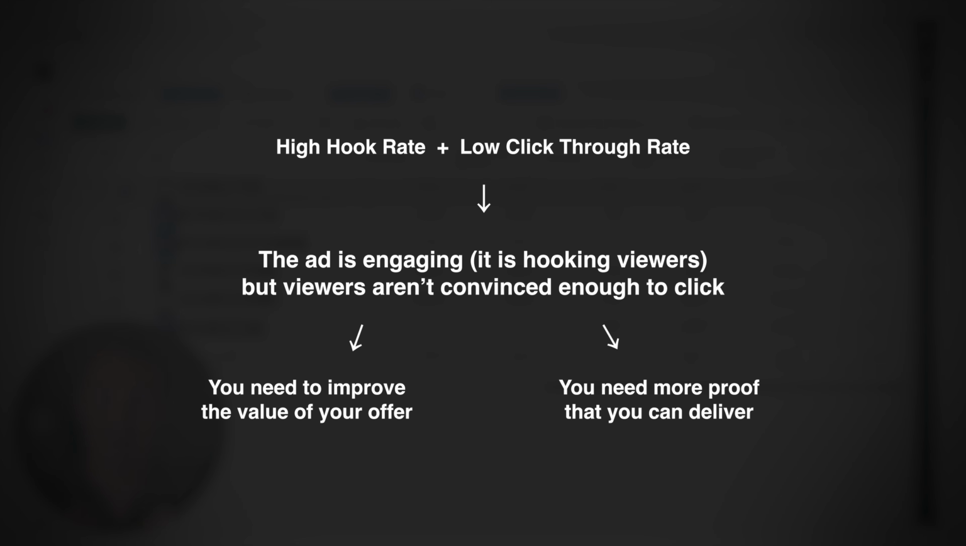So if we ran an ad for our Facebook advertising services, for example, and we put something really engaging in the front and got a really good hook rate, but we weren't getting a lot of clicks, it might be like, okay, we're putting this in front of, say, cold audiences. They don't believe that we can deliver the results that we're talking about. Therefore, we need to show more proof. In our case, we need to show more testimonials, screenshots of client accounts, things like that. So that might be another way to fix it.